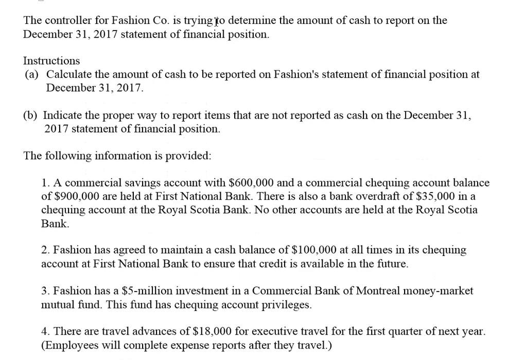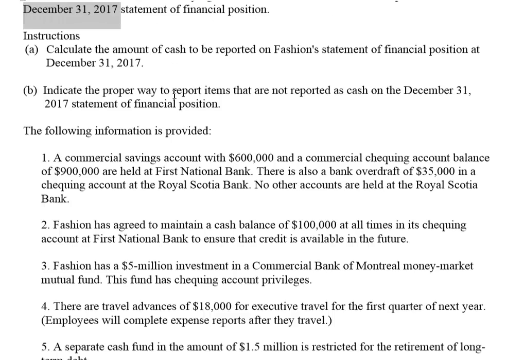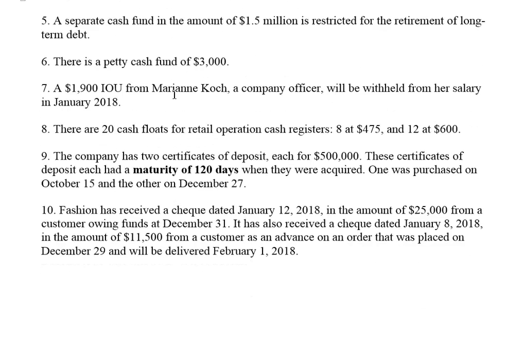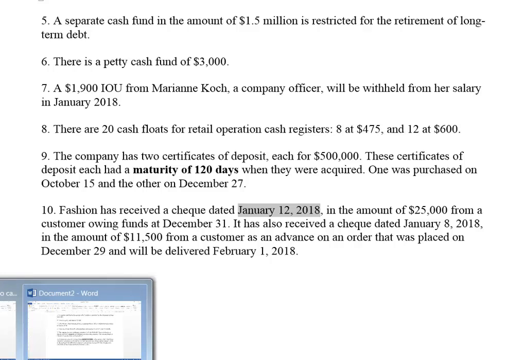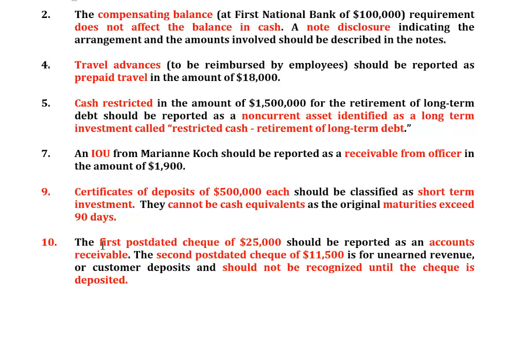Because they're trying to determine the amount of cash they're going to report at December 31st. So you'd have to assume here that this check came to you on or by December 31st. Well, the fact of the matter is the check is post-dated. So technically you can't cash it and apply it to the customer's receivable account until that January 12th date happens. So we would include that in accounts receivable. We wouldn't do anything with it yet. So this first post-dated check of $25,000 is not going into cash. It's going to remain in accounts receivable.